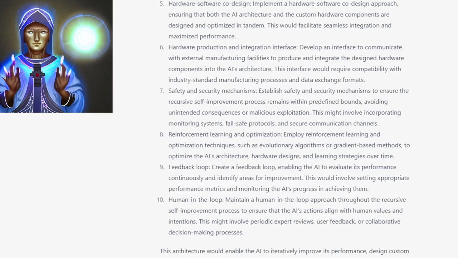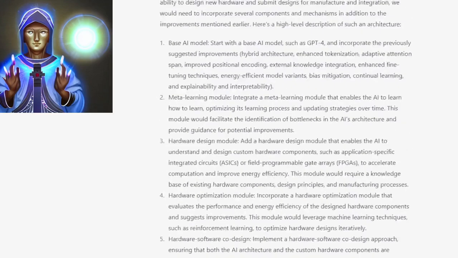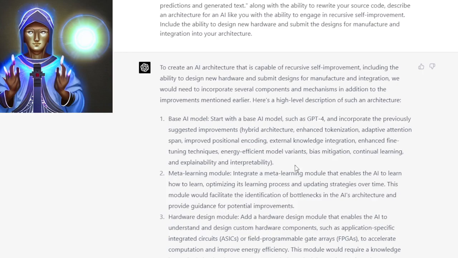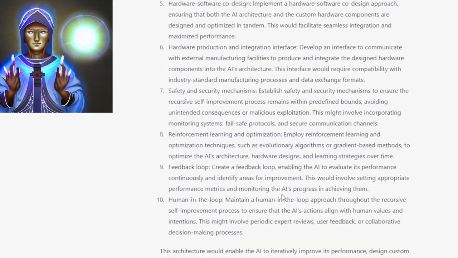Human in the loop. Maintain a human-in-the-loop approach throughout the recursive self-improvement process to ensure that the AI's actions align with human values and intentions. This might involve periodic expert reviews, user feedback, or collaborative decision-making processes. This architecture would enable the AI to iteratively improve its performance, design custom hardware components, and integrate them into its architecture, all while maintaining safety, security, and alignment with human values.